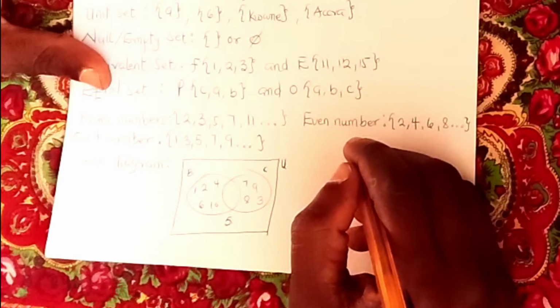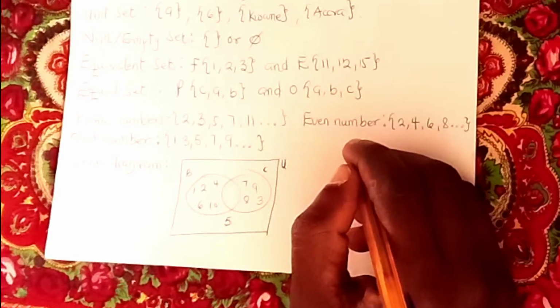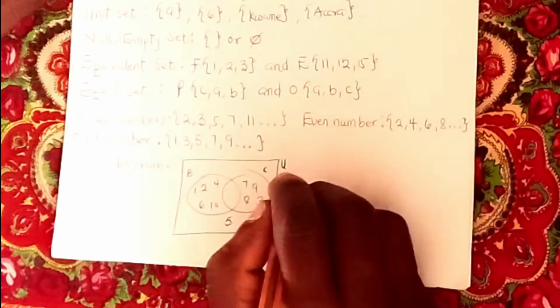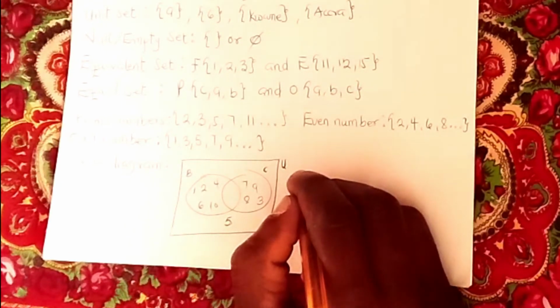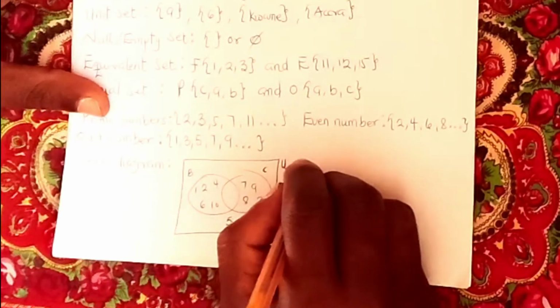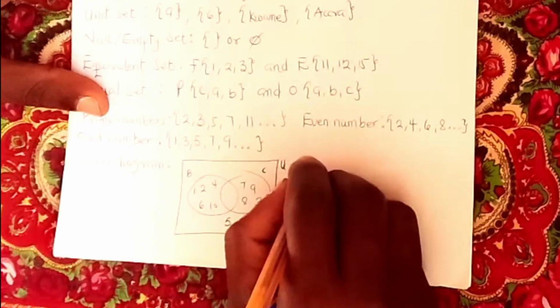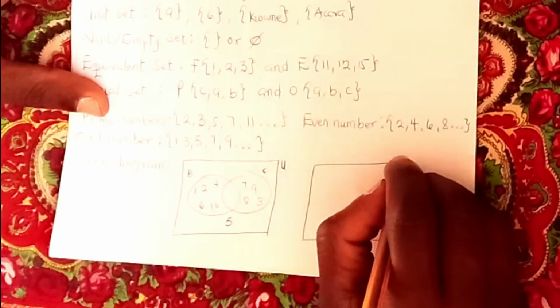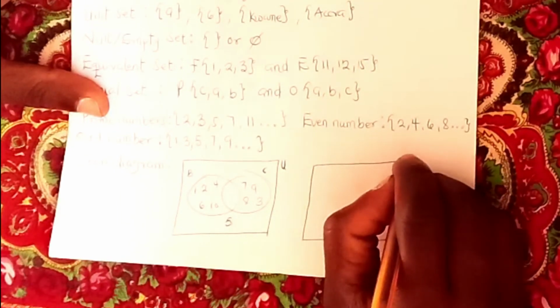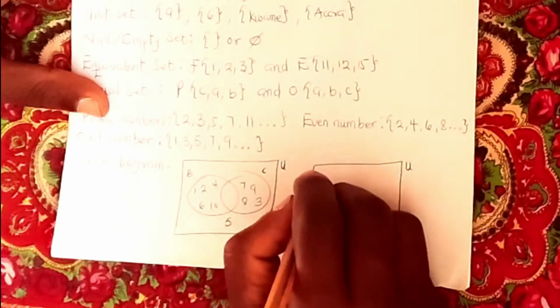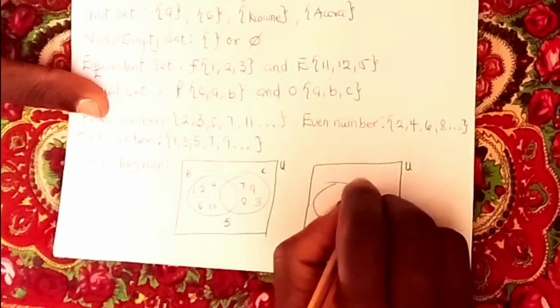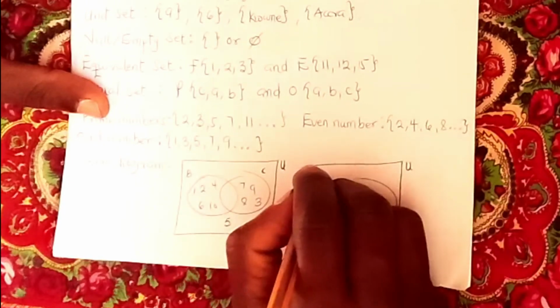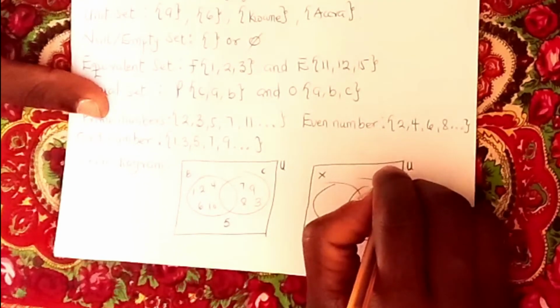Another example is using the example used for the intersection. Thus, we have this. It's our U. We have our set X, and we have our set Y.